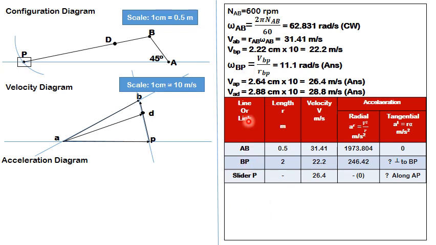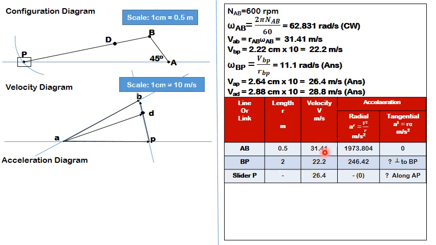There are three links or three lines. One is link AB, that is the crank. Another one is link BP, that is the connecting rod. And the last one is the slider, which is also one link. That is what I have considered. Then in the second column I have written the length of each of these links. AB is 0.5 meter, BP is 2 meter, and the slider has no length. It is a small element and length doesn't matter here, so that's why I haven't mentioned the slider length.